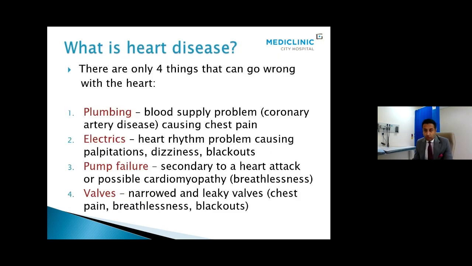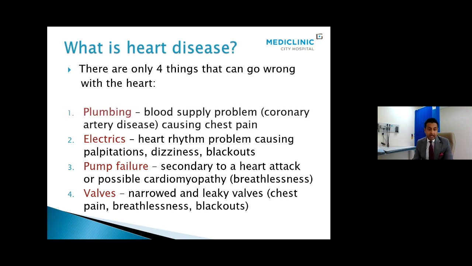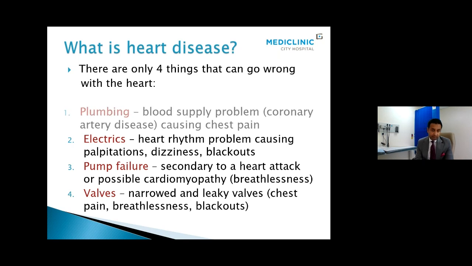So the heart's a very simple organ. There's only 4 things that can go wrong with the heart. And that is the plumbing, and that pertains to the blood supply of the heart. So this is coronary heart disease, and the principal symptom of that would be chest pain. So a patient might present with a central pressure on their chest, sometimes going down the left arm, usually brought upon by exertion and eased by rest. And that's what we're going to be focusing on later, and that's indeed my area of interest.